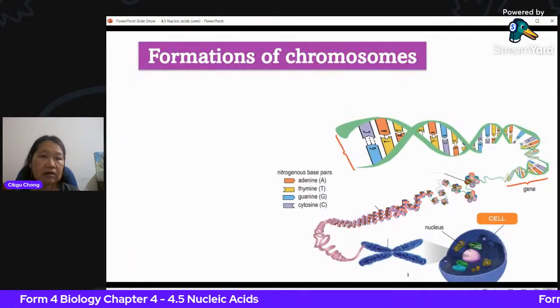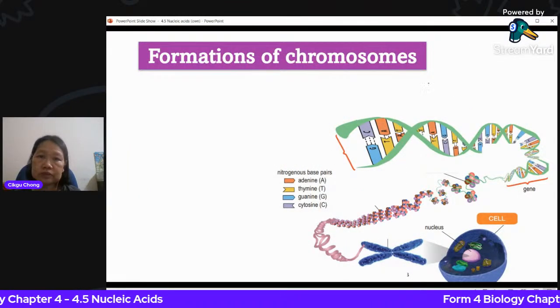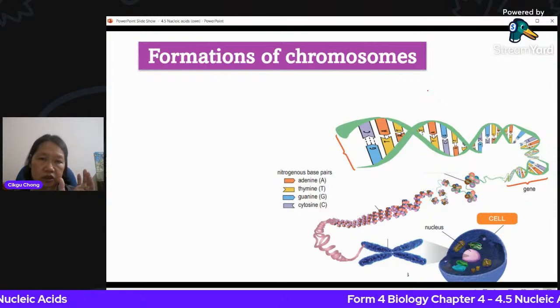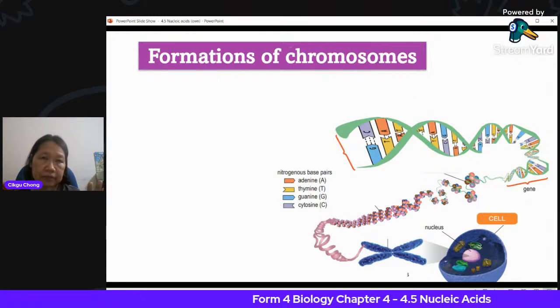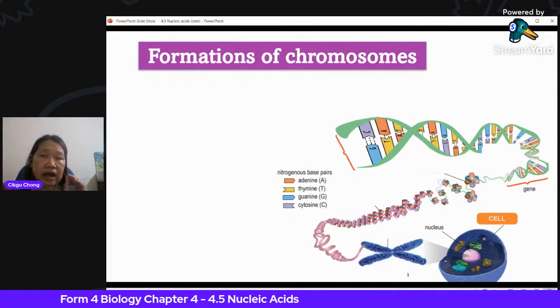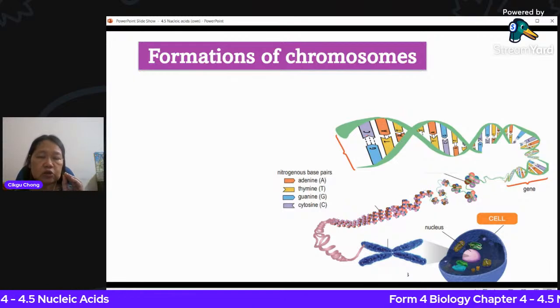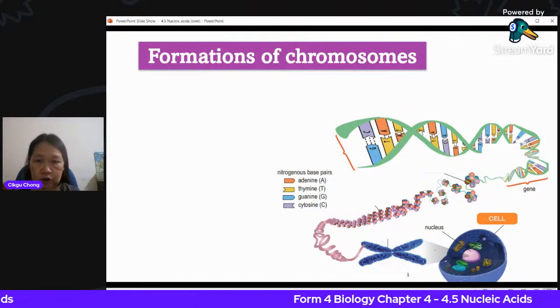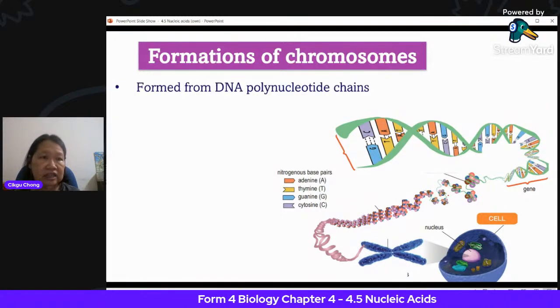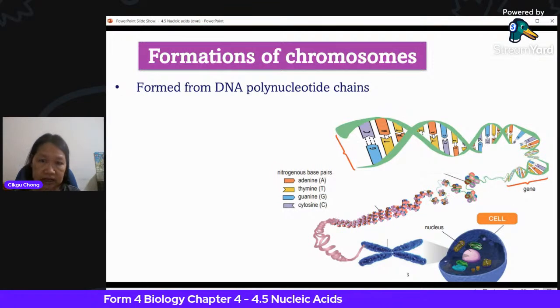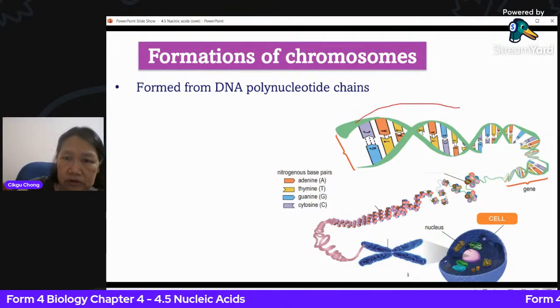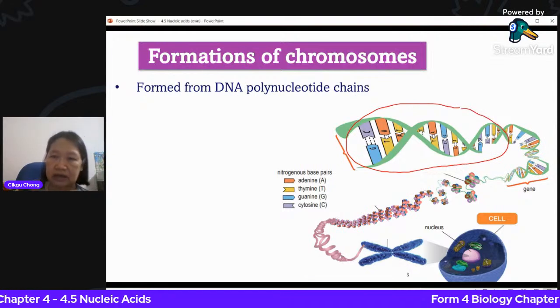Okay, so here now, lastly, how do you form chromosomes? Chromosome is the genetic unit, the inheritance. It is the structure inside the nucleus that is going to carry this unit of inheritance. So how to make a chromosome? Actually, it starts from the DNA. So you see all this DNA? This is your DNA polynucleotide chain, all right? This one. Now, it's not so simple.